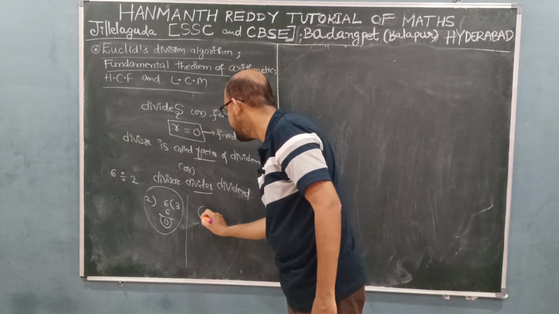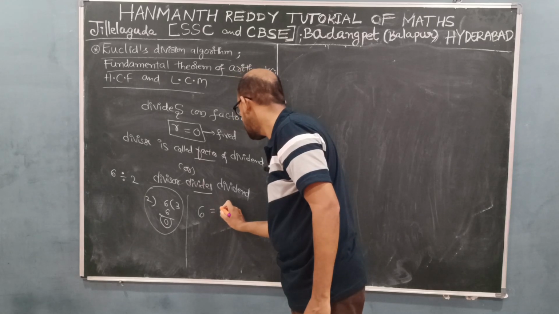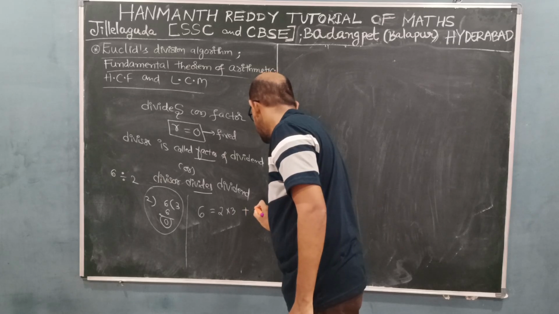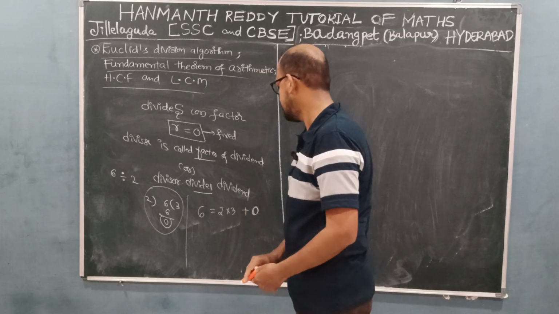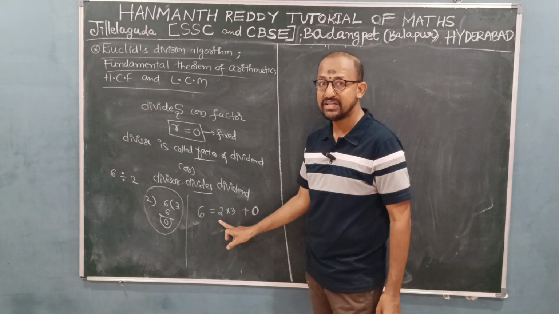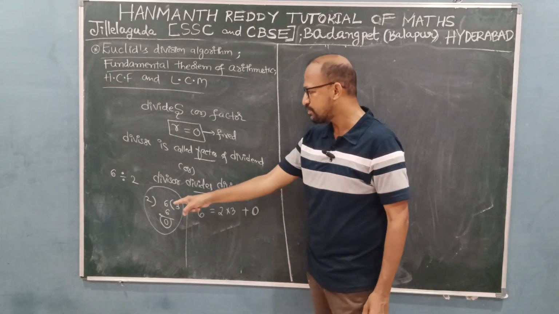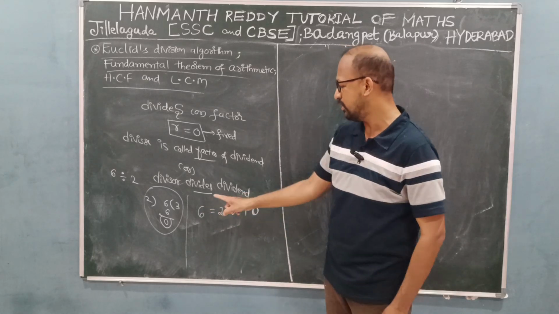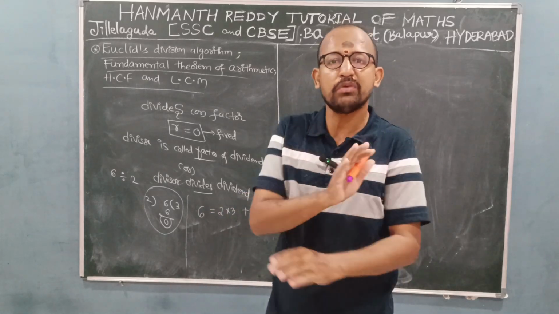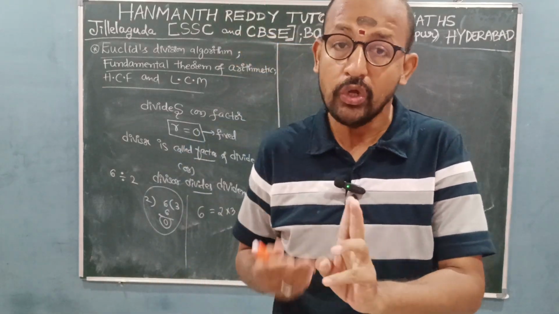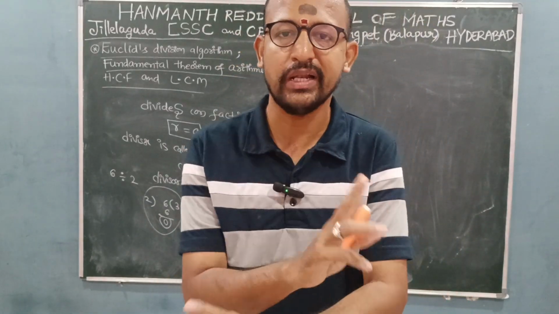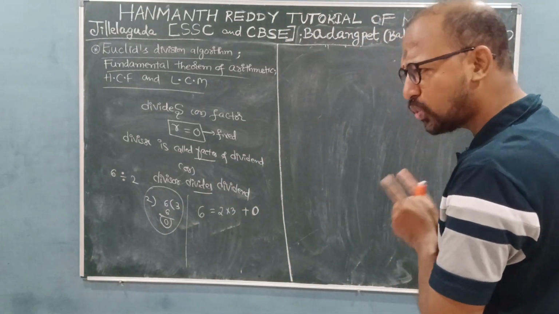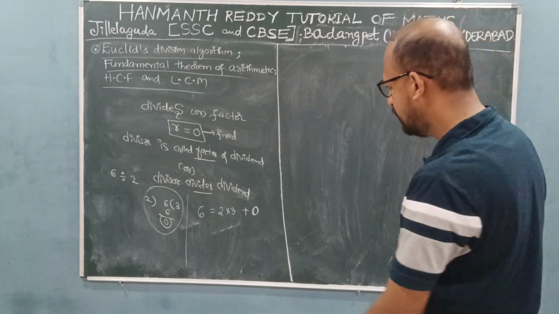Dividend, which is 6, is equal to divisor into quotient plus remainder. This is always called the divisor. As per the problem, this is called the quotient. Don't say 3 is the divisor; 3 can become the divisor and the remainder is also 0, but it depends on the question. As per the question, here 2 is the only divisor.